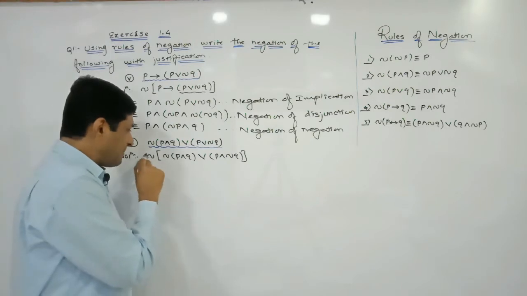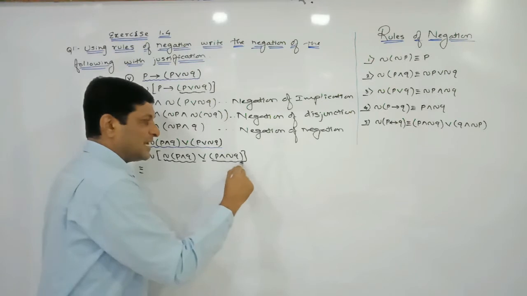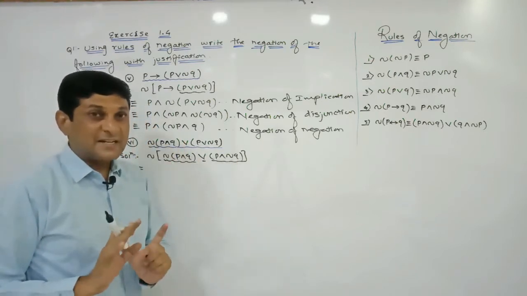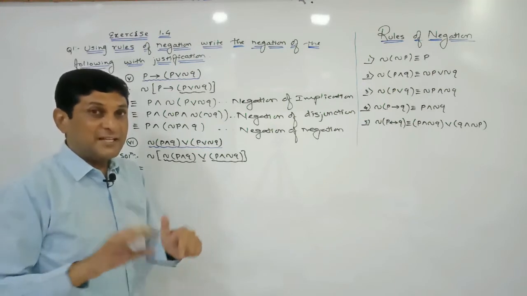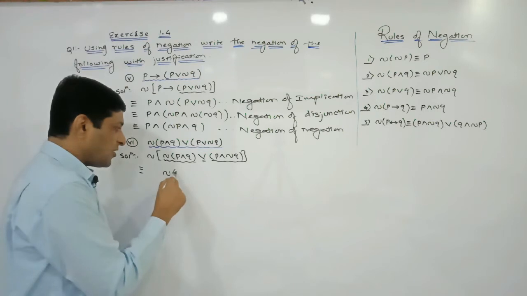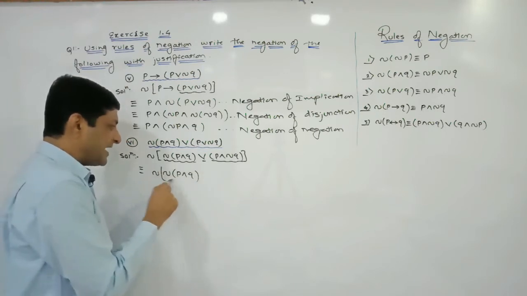Now we have to apply this negation on what? Or. Here this first part and this second part is connected by what? Or. And our rule of negation says that replace every part by its negation and or by what? And. So what is the first part? Negation of P and Q, and we have to replace it by its negation.